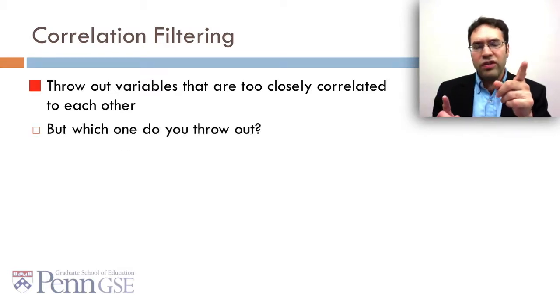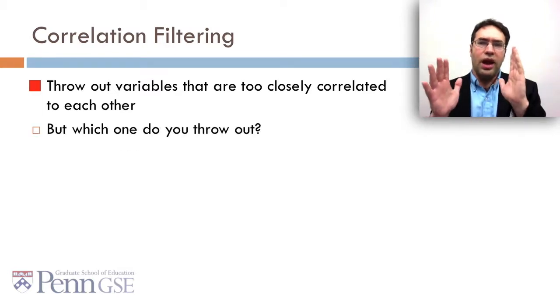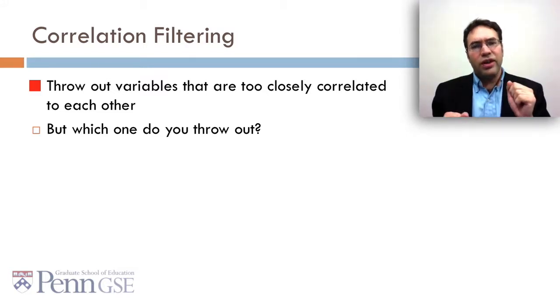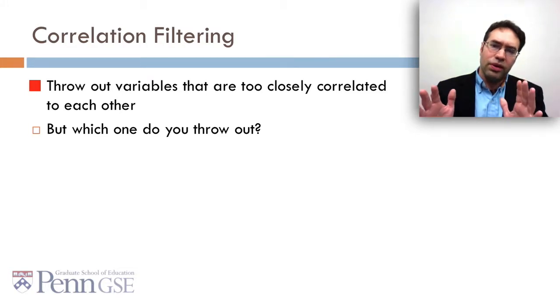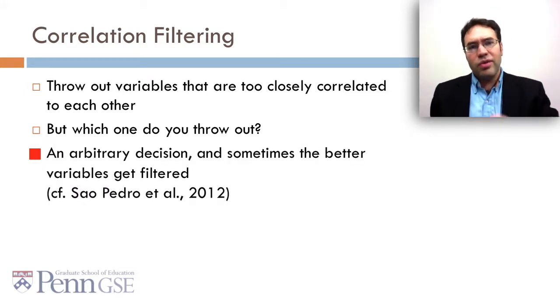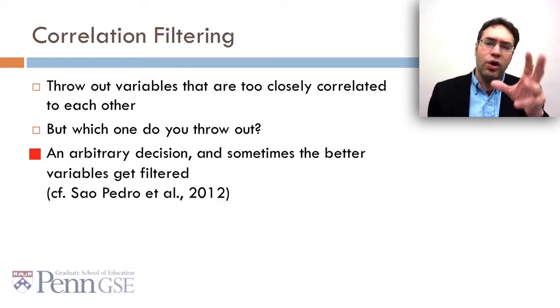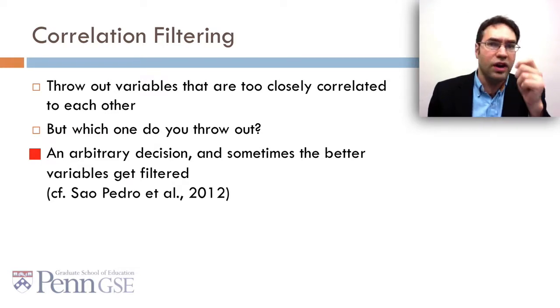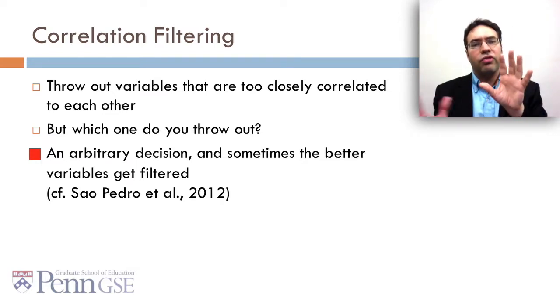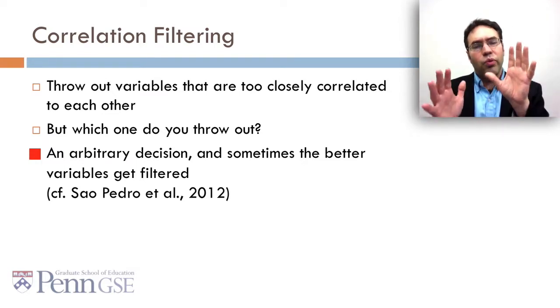But the trick is, let's say you have two variables, A and B, and they're correlated at 0.99, or better yet, at 0.85. So you know you want to get rid of one of them. But which one do you throw out? It's an arbitrary decision, and sometimes when you do this, the variables that actually have more construct validity or better fit to the data are the ones that get filtered out. And Mike Pedro has a nice example of the cost of doing this, which is sometimes worse performance on new data.